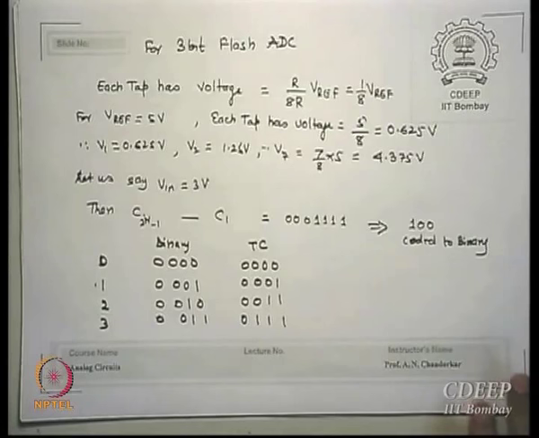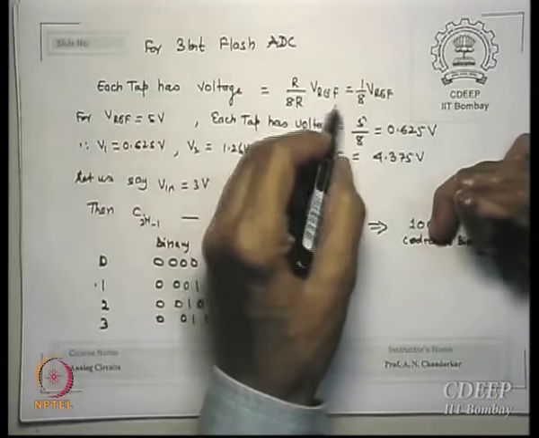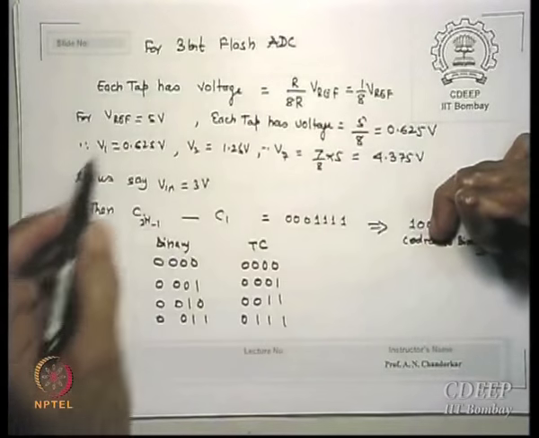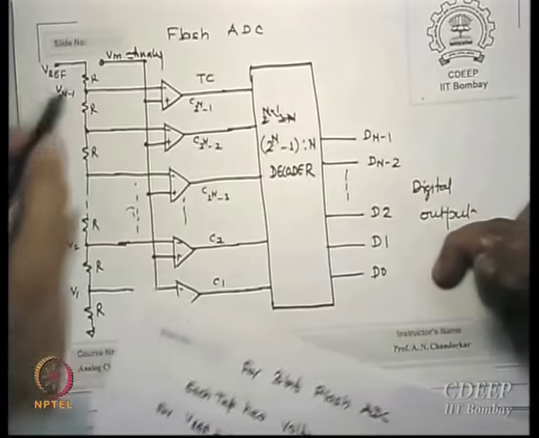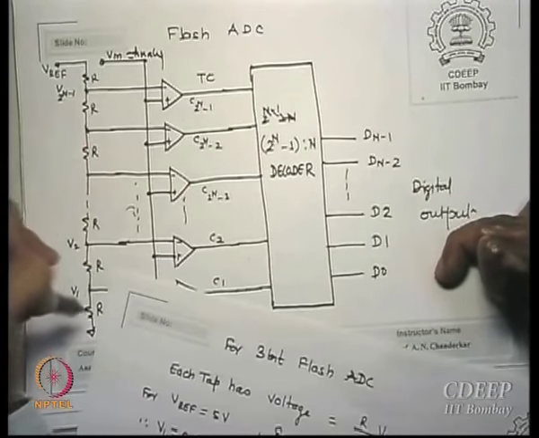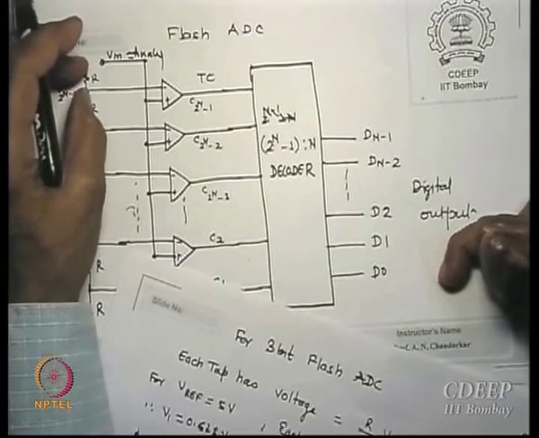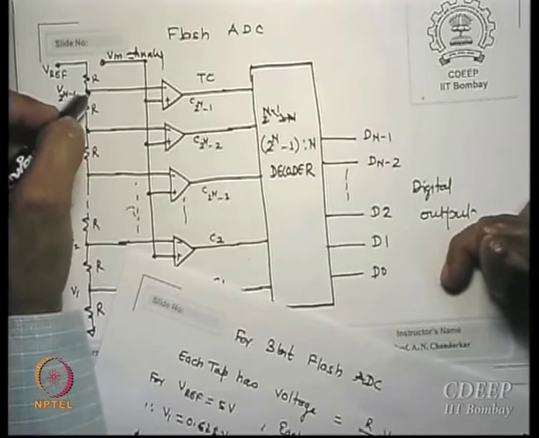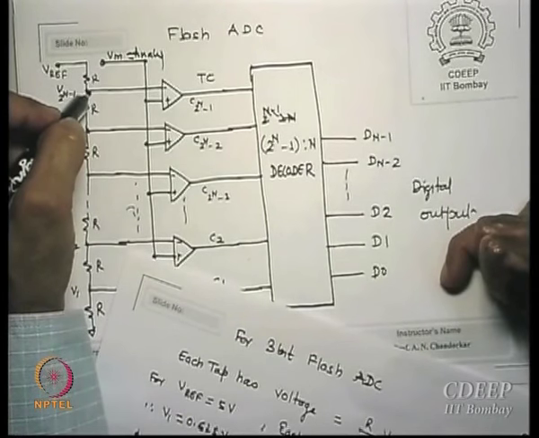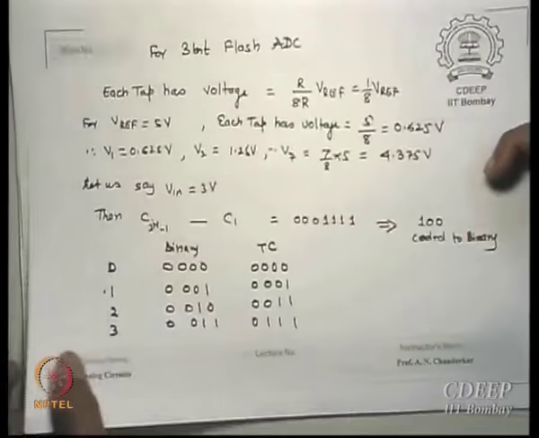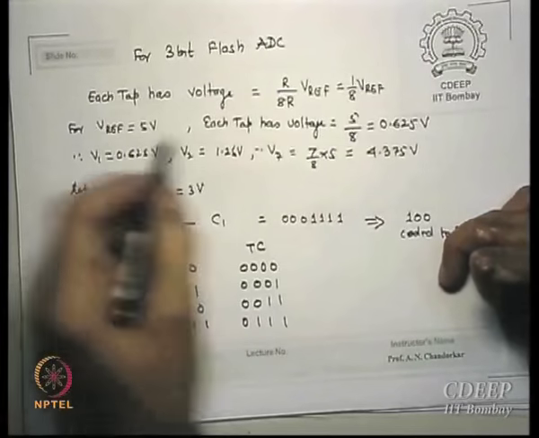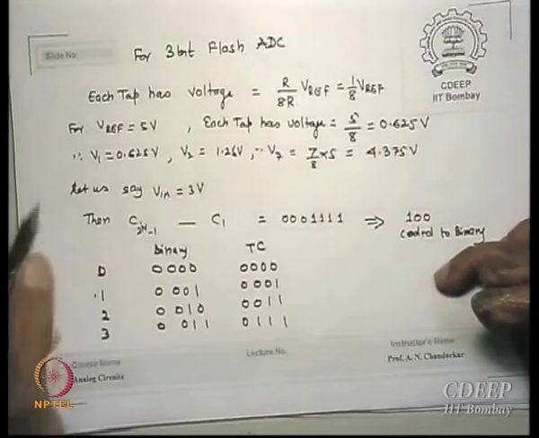3 bit के लिए कितना यह होगा? 1/8. So R upon 8R into V reference is 1/8 V reference. Each tap has this voltage. Which is the tap voltage I am saying? If this is my reference potential, R upon 8R is the voltage here. So this voltage is essentially R upon 8R into V reference. This is the tap voltage. So reference 5 hai, to 0.625 volt uska tap voltage hai.